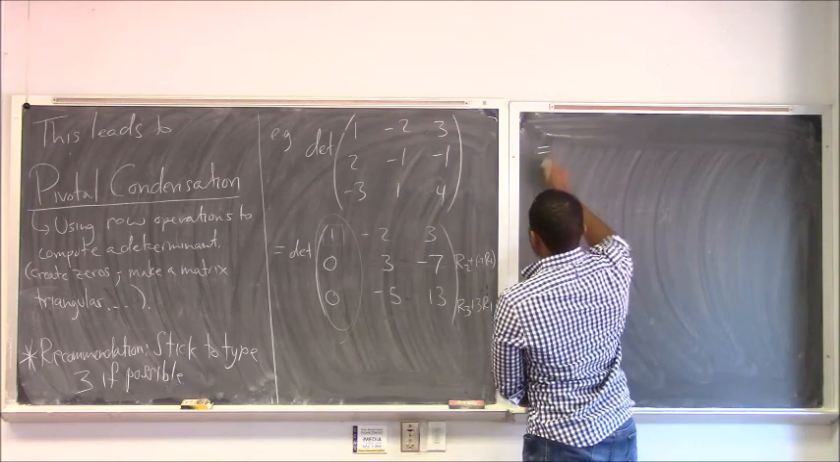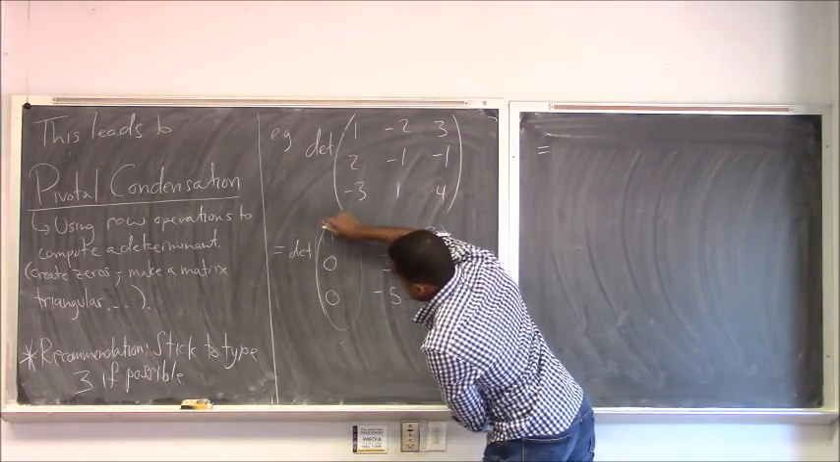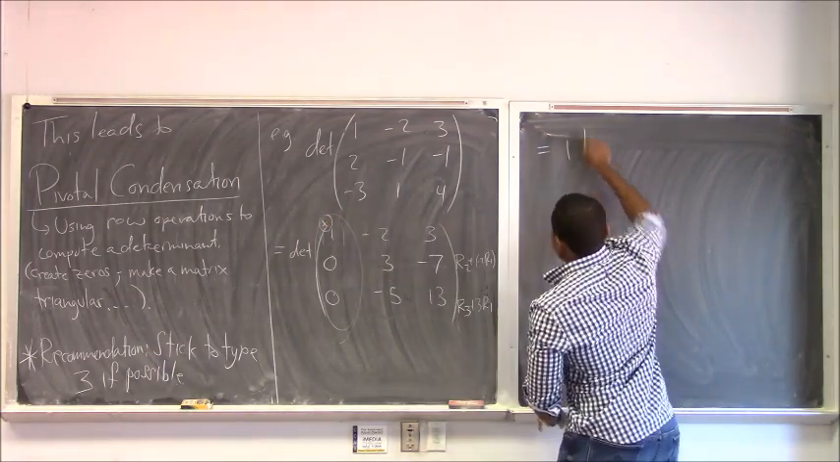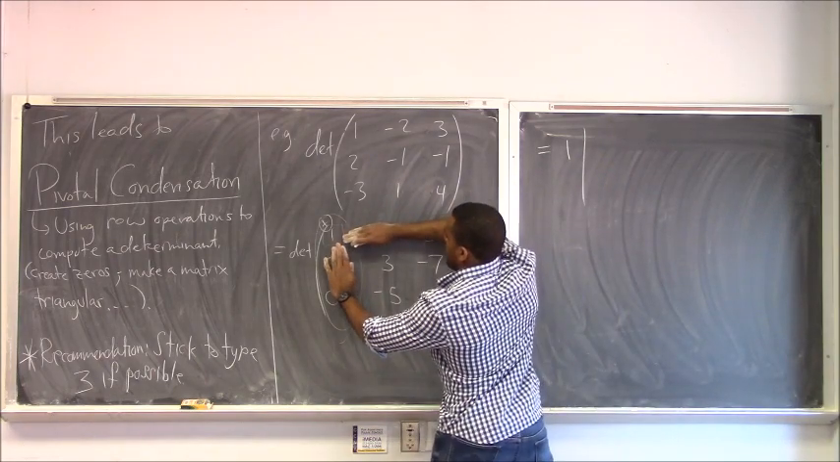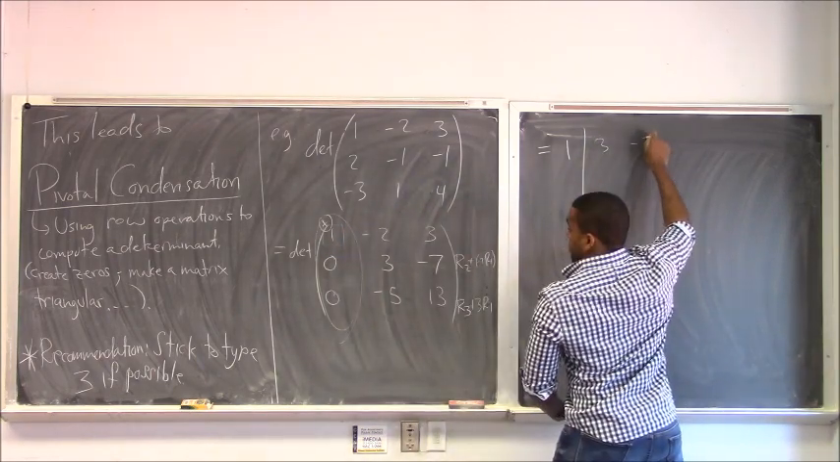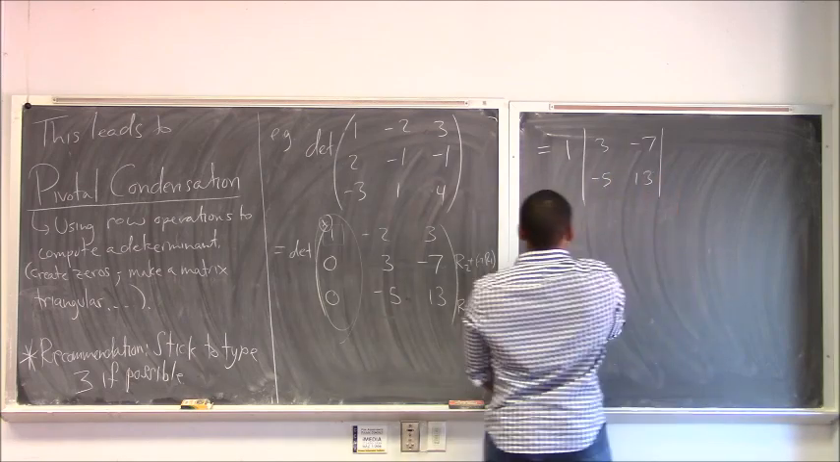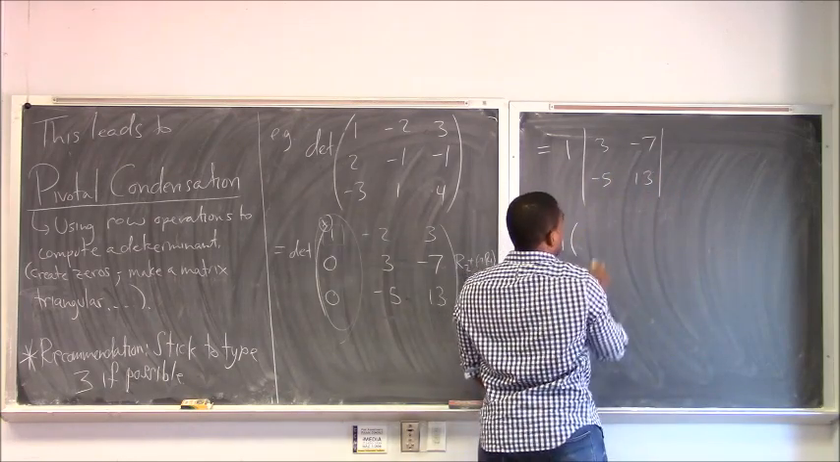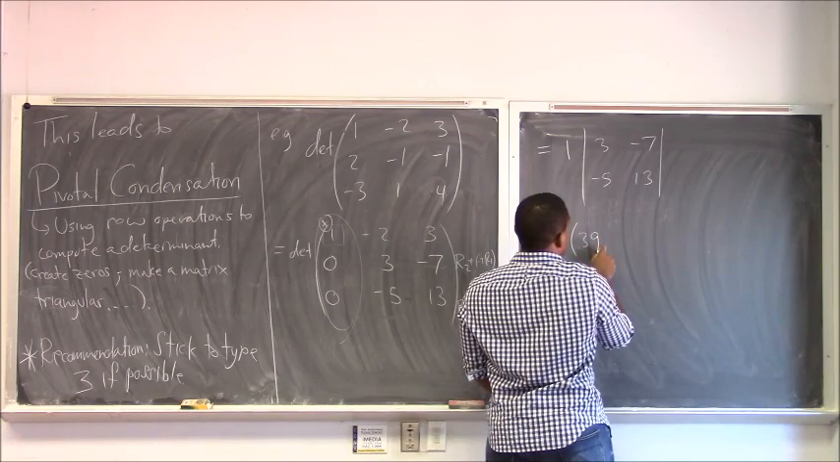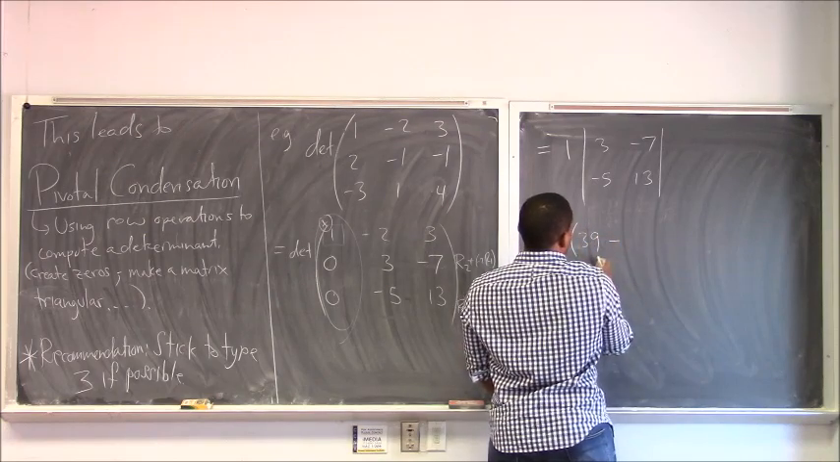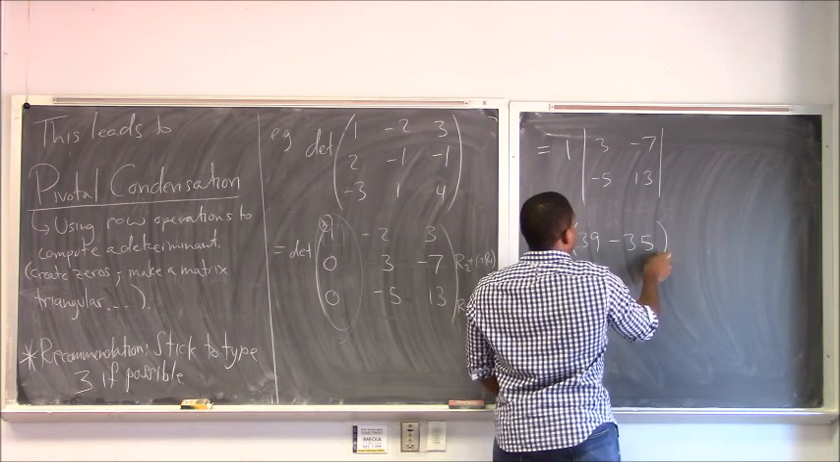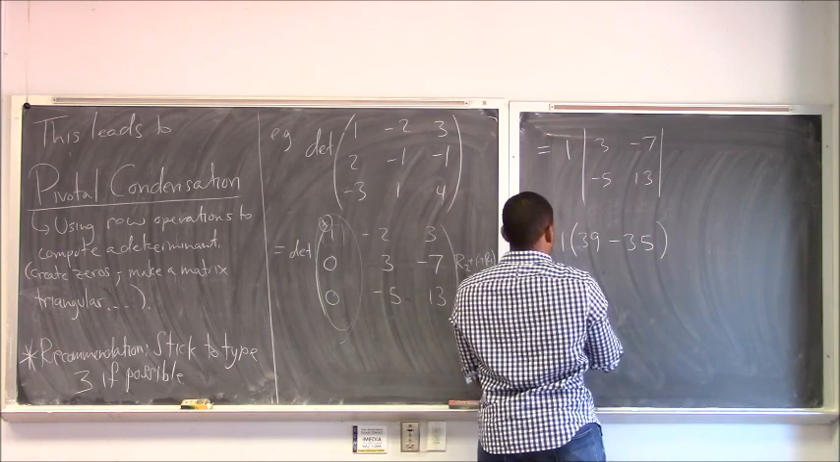But yeah, this is going to be now equal to a plus 1 times, block out everyone in that row and that column, 3 minus 7 minus 5, 13. And now that's just a 2 by 2, I can get to that answer easily. That's going to be what, 39 minus what, 35? Answer is 4.